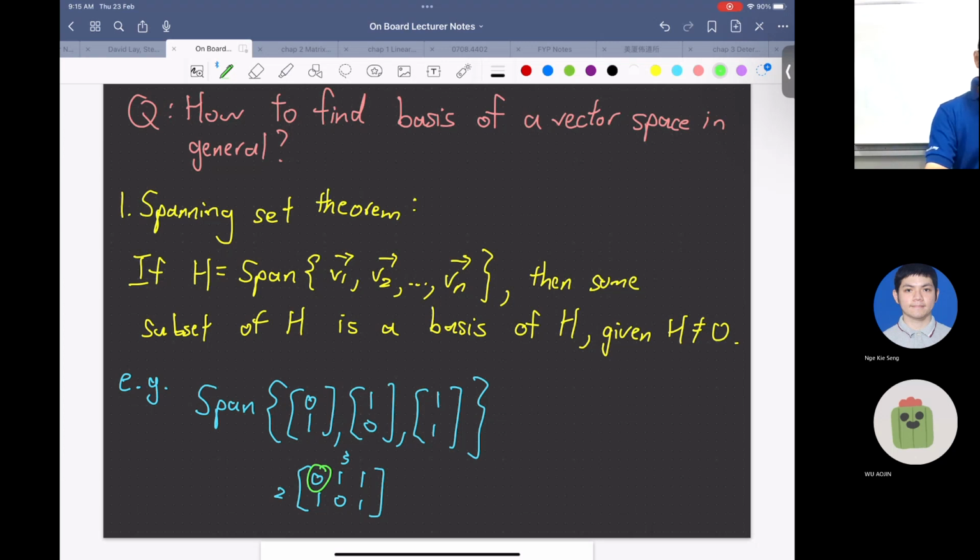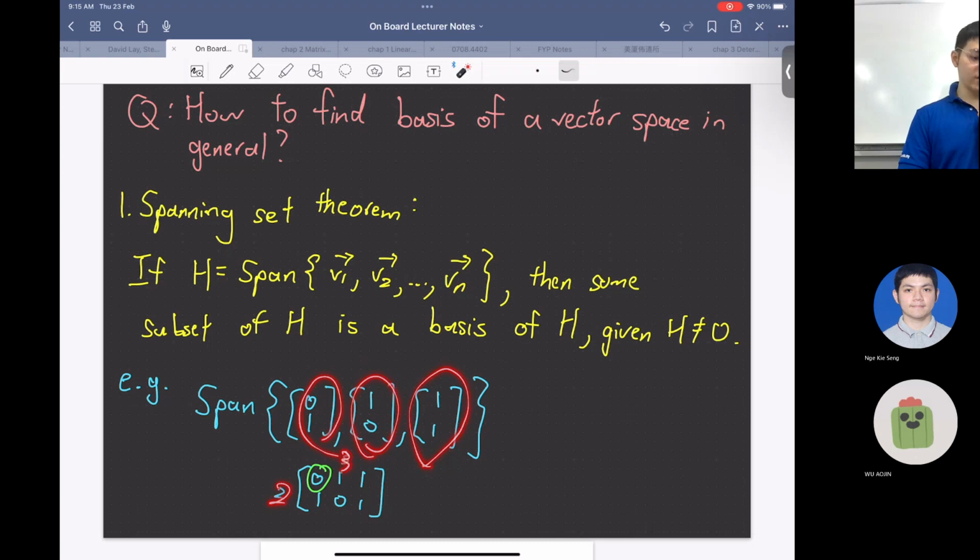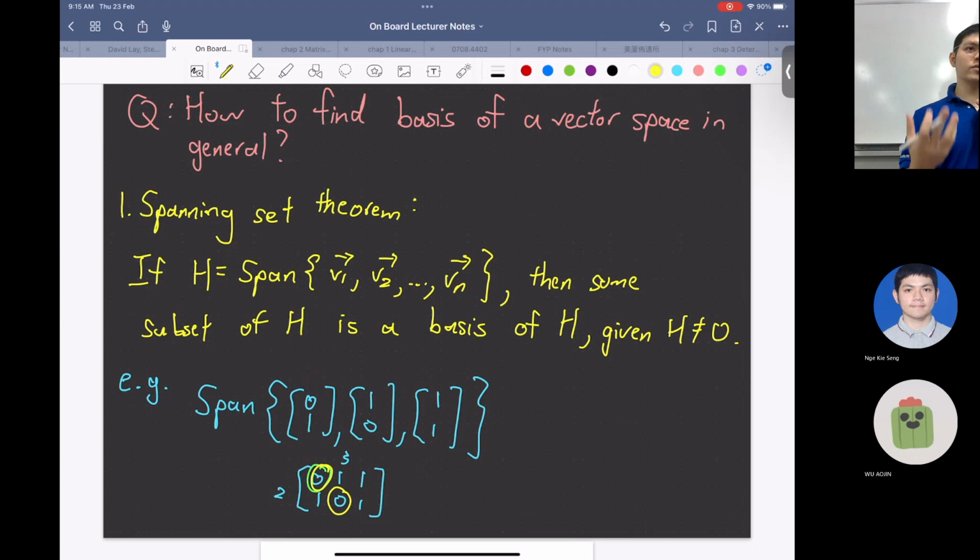Can you all see? So for example, look at the span of these 3 vectors here. There are various ways to see why these 3 are linearly dependent on each other. One way is to consider the matrix whose columns are formed by these vectors. It forms a 2 by 3 matrix. In a 2 by 3 matrix, you can at most get 2 pivots. So you must have at least one free variable, so the solution to the homogeneous system is non-trivial.